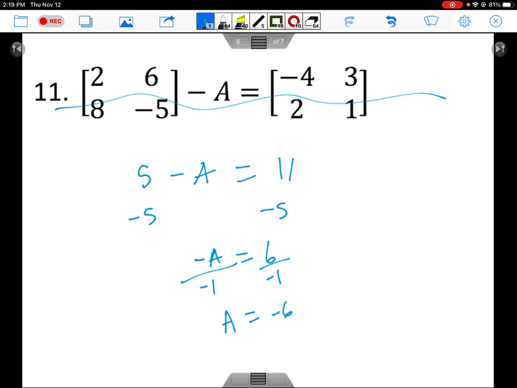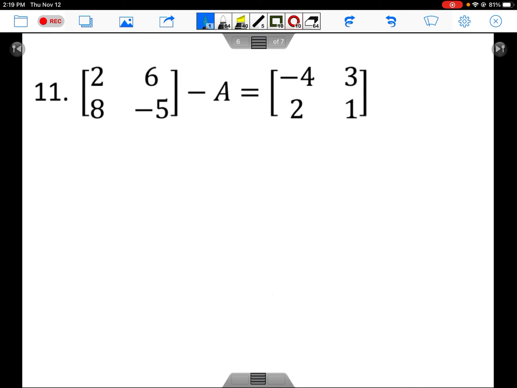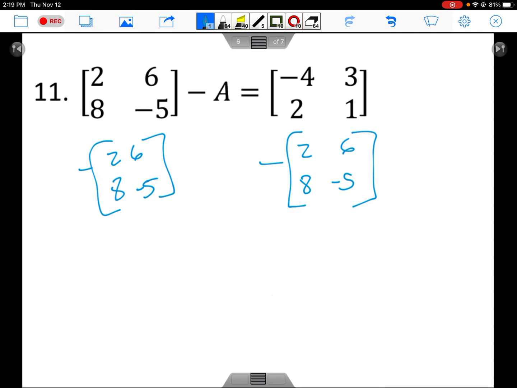Okay, we're going to do the same thing, but instead of just subtracting a single number and whatnot, we're going to use entire matrices at once, which might seem a little daunting, but it's actually really easy. And so I'm going to move this entire matrix over here by subtracting it off. So subtract 2, 6, 8, negative 5. And subtract 2, 6, 8, negative 5. Now I got negative A equals, see, negative 4 minus 2 is going to give me negative 6. 3 minus 6 is negative 3. 2 minus 8 is negative 6. And then 1 minus negative 5 is going to be positive 6.